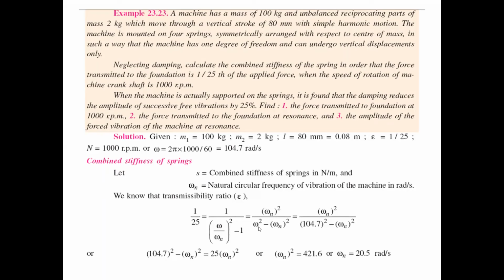Simplifying the equation, omega n square is at the numerator, so omega n square by 104.7 square minus omega n square, since the omega value is known. Just simplify the equation with cross multiplication. Then the omega n value is nearly 20.5 radian per second. Now just copy the problem, all of you copy the problem.